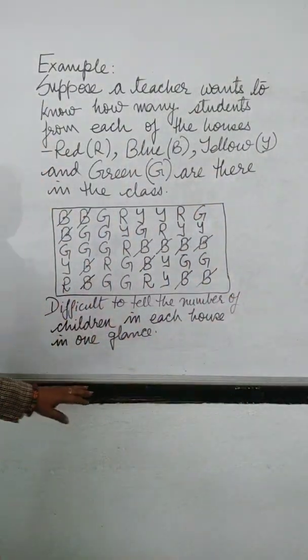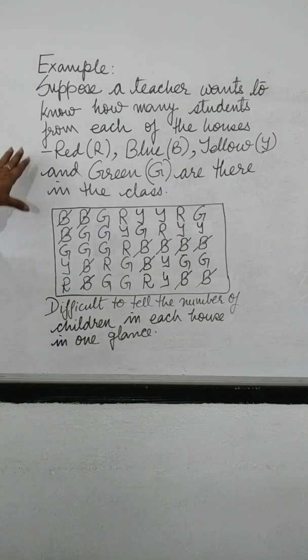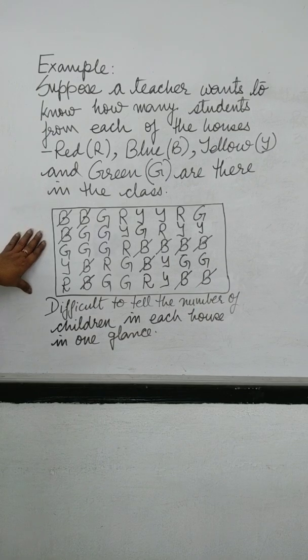Yes, children. We just saw that data collection is a process of collecting and measuring information. Now suppose a teacher wants to know how many students for each house are there in the class: red, blue, yellow and green. So she has collected this information. This is the data which she collected from the class. But if you look at this data, it's very difficult to find out how many students are in each of the houses. So we have another way to represent this data so that at a glance we can see how many students are in each house. Let me show you that also.